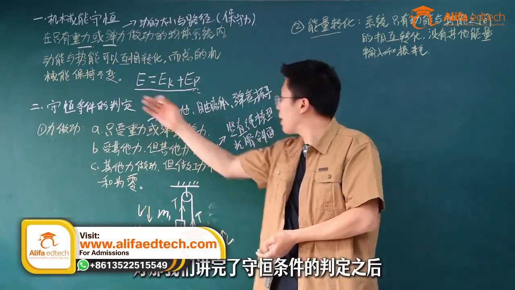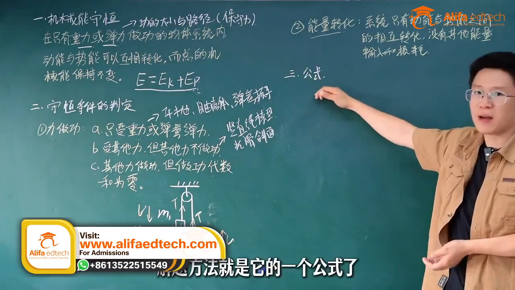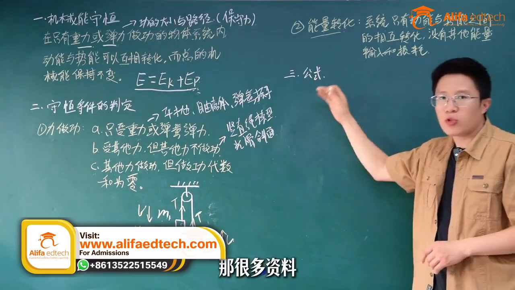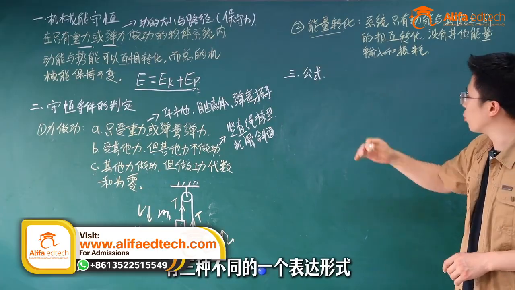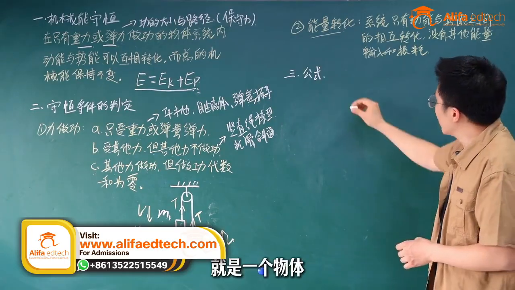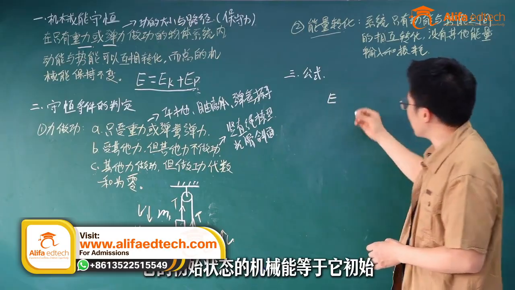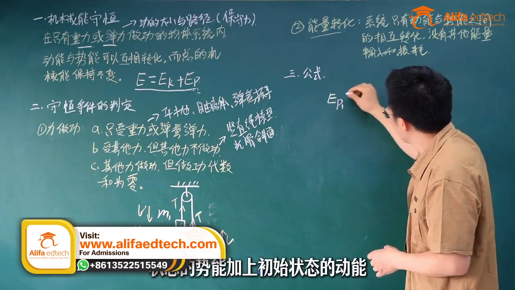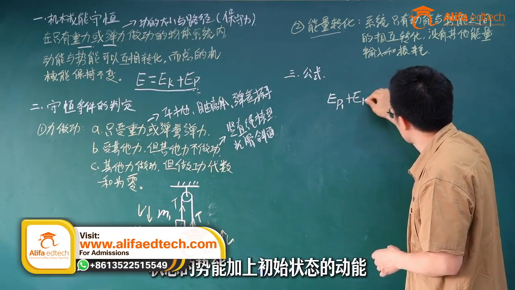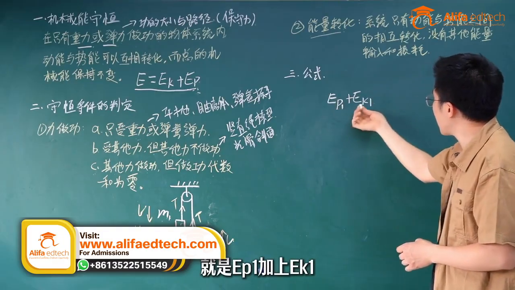Now that we've discussed these conditions, the key is the formula. Many teachers note that mechanical energy conservation can be expressed in three different forms. The first form is that the mechanical energy of an object in its initial state equals the sum of its potential energy and kinetic energy in that initial state, that is, E1 equals EP1 plus EK1.